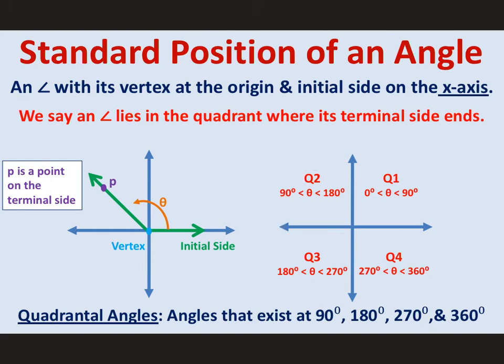So again, our initial side is at 0 degrees here, pointing to the right, and then as we open up, we go from 0 to 90 in quadrant 1, 90 to 180, quadrant 2, 180 to 270, quadrant 3, all the way to 360, this is quadrant 4. Angles that are on the axes, so 90 straight up, 180 to the left, 270 down, and 360 back to the right, those are what we call quadrantal angles. They're not in any quadrant, they are in between the quadrants.